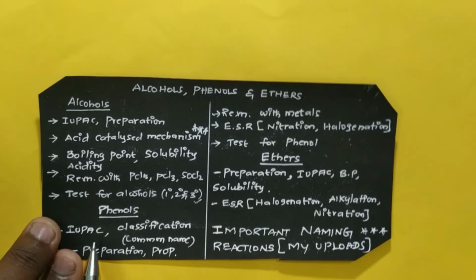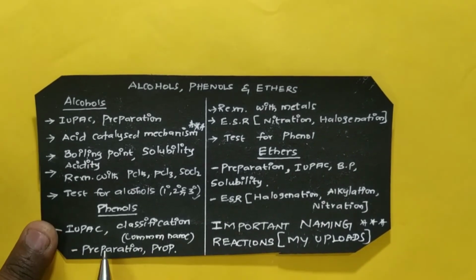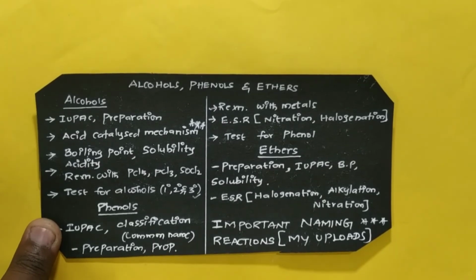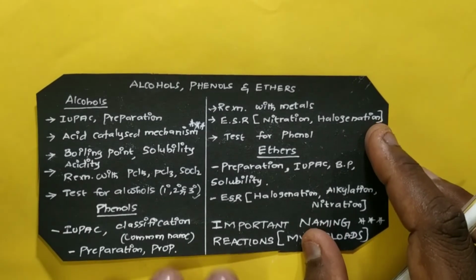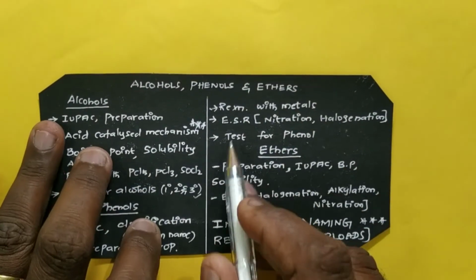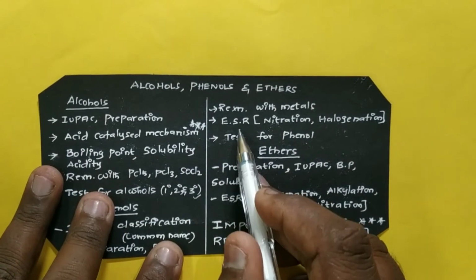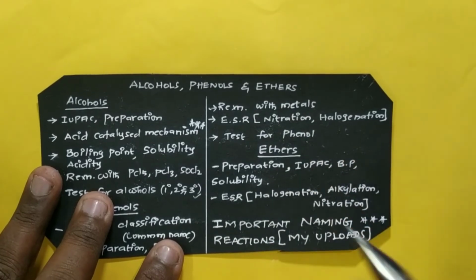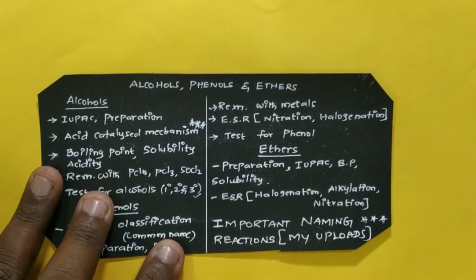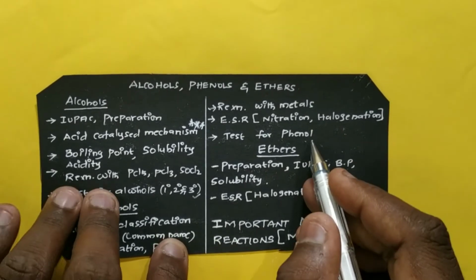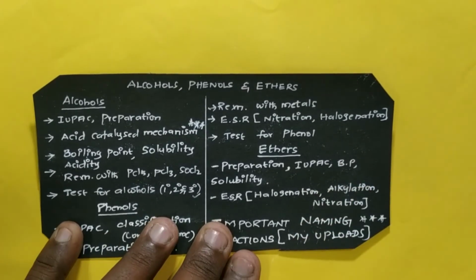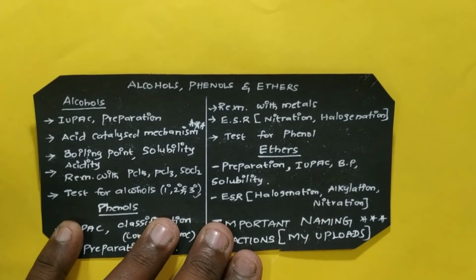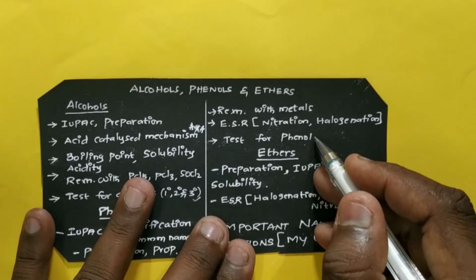And phenol. Here also IUPAC nomenclature, classification and common names are very important, like orthocresol and metacresol. Questions of that kind you may expect. Then preparation and properties, and reactions with metals, and electrophilic substitution reactions like nitration and halogenation. Usually phenol is involved in electrophilic substitution reactions. And they'll be asking tests for phenols, so you have to give some test to identify phenol. You can add bromine water, or you can add ferric chloride. From that you may get a lot of ideas.